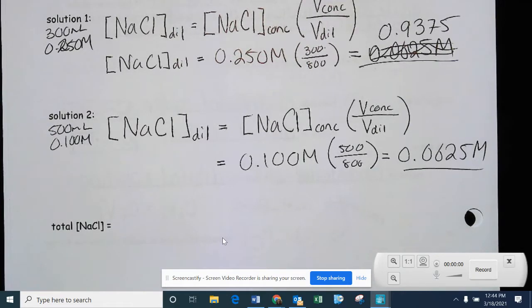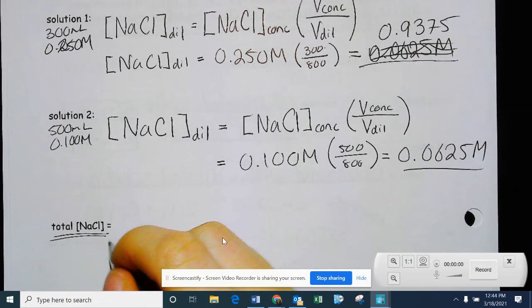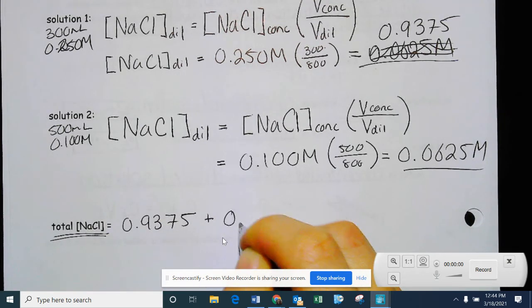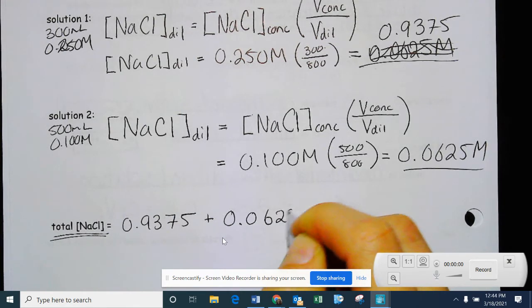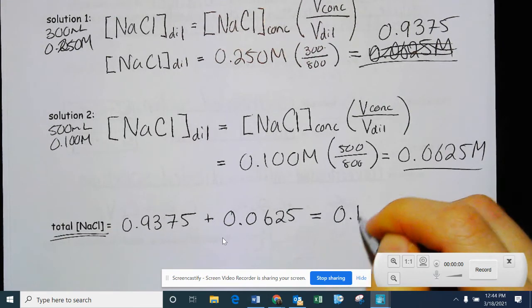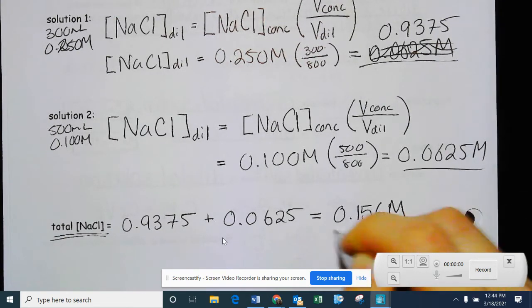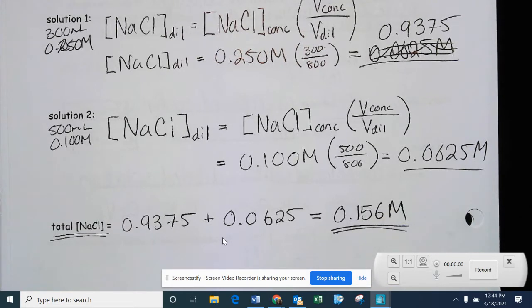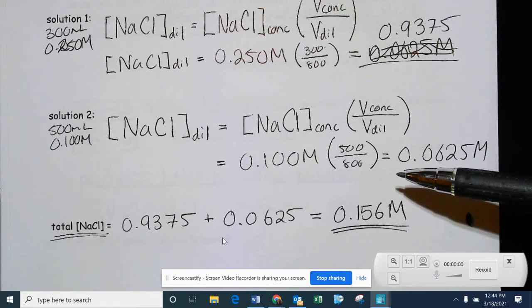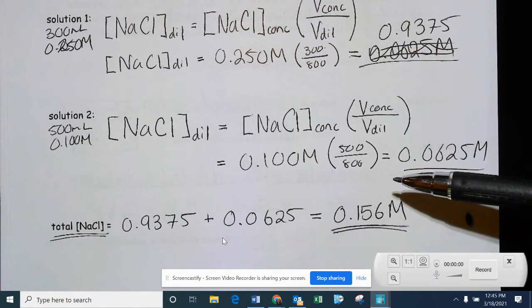What we do now is the total concentration. We just add those together. So we're going to go 0.9375 plus 0.0625, and what we end up with is 0.156 molar. Does everybody follow how we got here? Yeah, you just add them together.